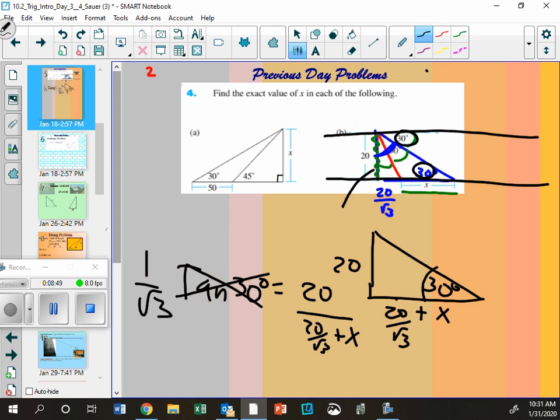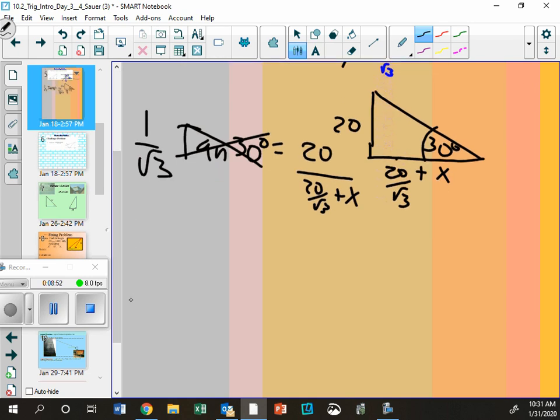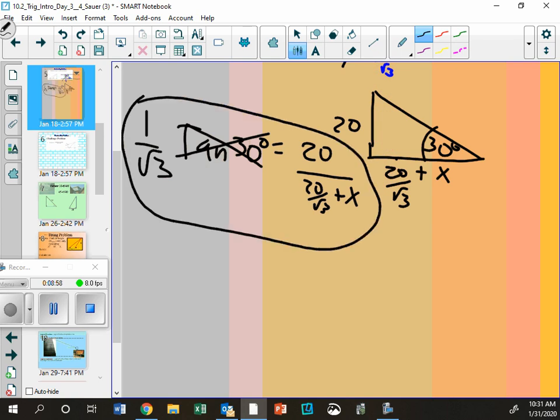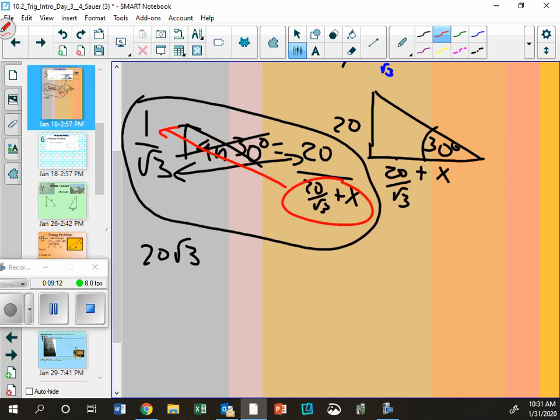Now, because this one, I can't just do one step and it'll be solved. I'm looking at this equation right here. I could cross multiply and it wouldn't be such a dumb idea in this case. So I'm going to do 20 times root 3 equals this times 1. Well, that times 1 is that. So 20 over root 3 plus x.